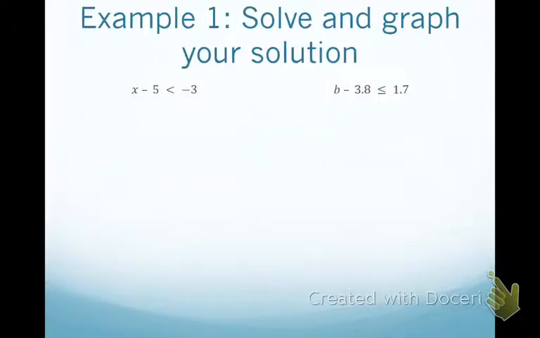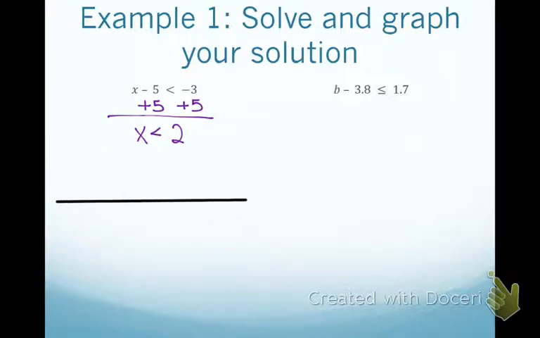All right, so example 1, solve the inequality and graph your solution. So we have x minus 5 is less than negative 3. Well, if this was an equation, we would add 5 to isolate the x to get negative 5 to cancel. So that's exactly what we're going to do here too. We're just going to add 5 to both sides, and x is less than 2 because negative 3 plus 5 is 2. Now that we have our solution, we're going to come down here and graph it.